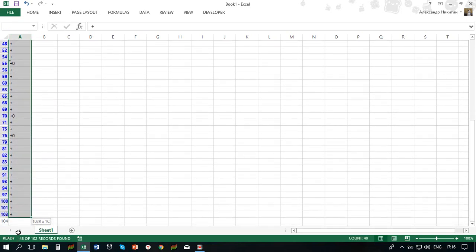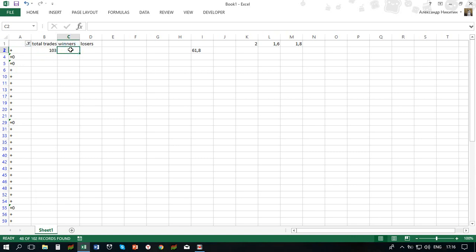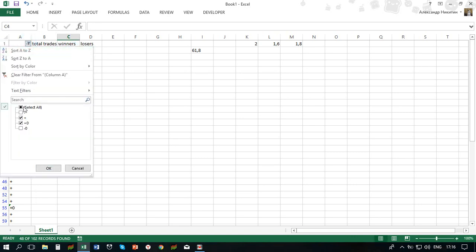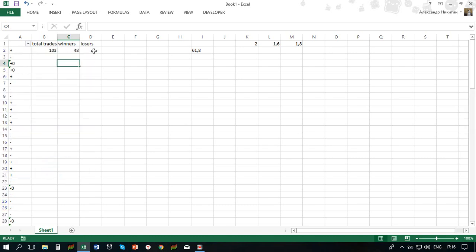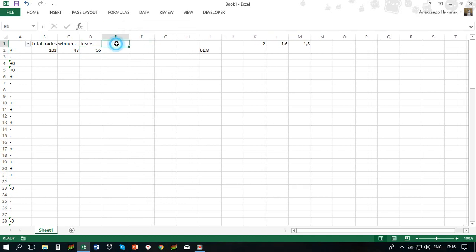Let's calculate the amount. And you see the count says 48. That's good. Now let's select all. And the next cell will tell us how many losers we have. It equals total trades minus winners. Agree? Agree. 55 losers. So let's calculate the percent of win. This is called the accuracy, percent of winners, and this will be consequently percent of losers, or probability of loser.